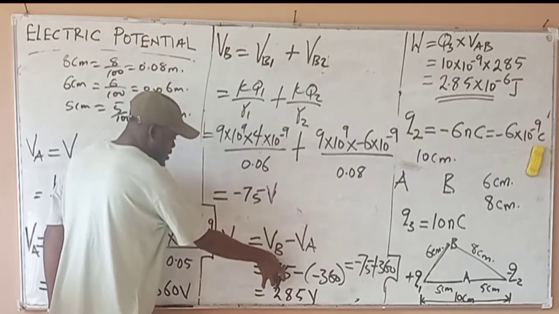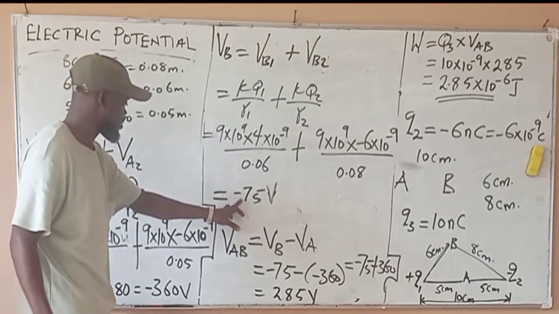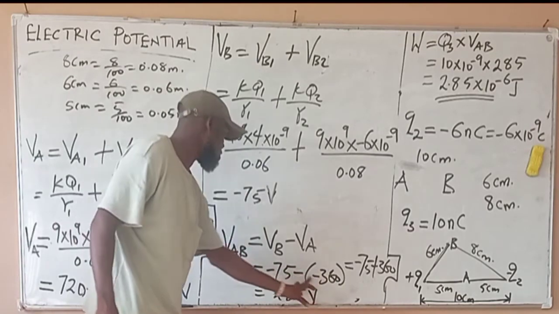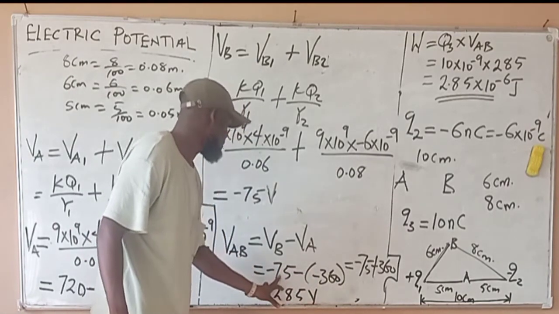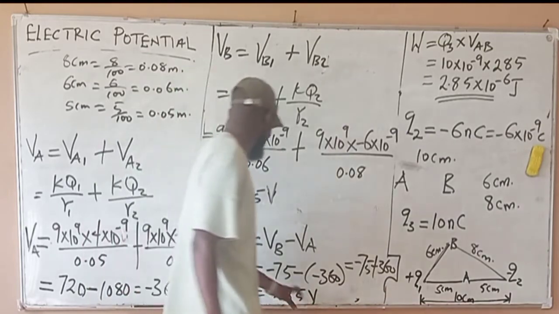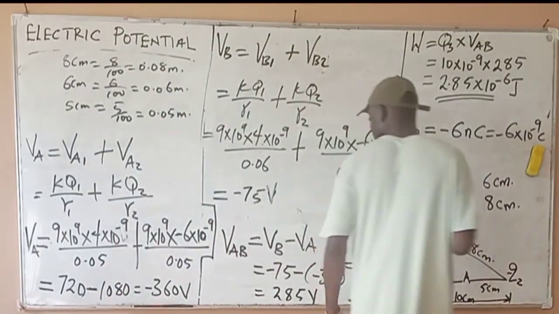Then VBA, we already explained. We put VB in this, which is minus 75, minus VA, which is minus 360. Minus will give us plus. So 75 plus 360 gives us 285 volts. That we're going to have as the potential difference between point A and B.